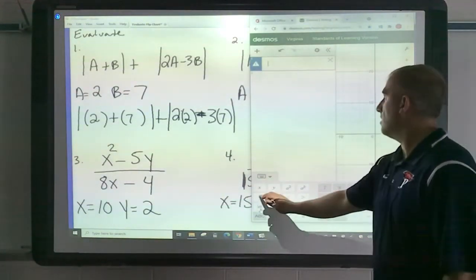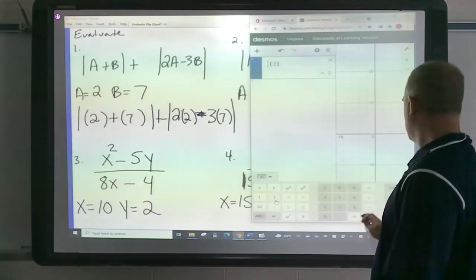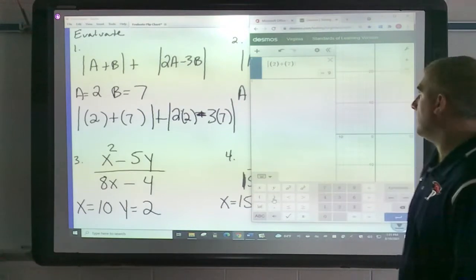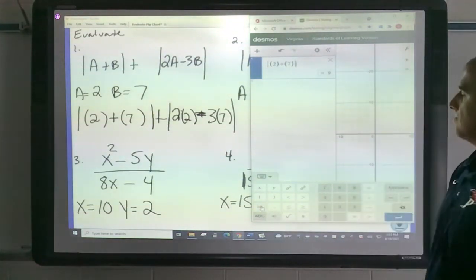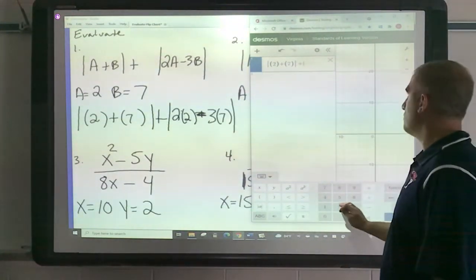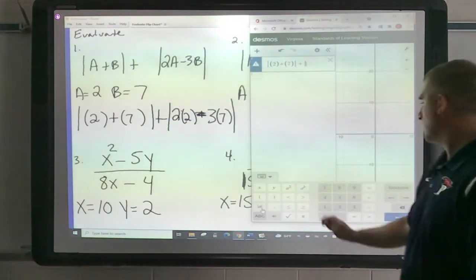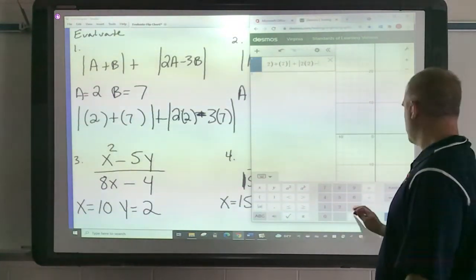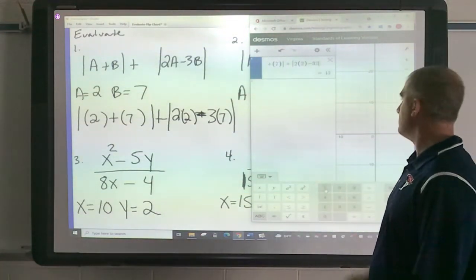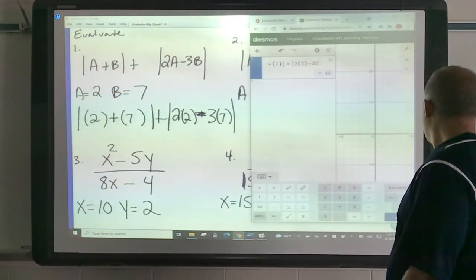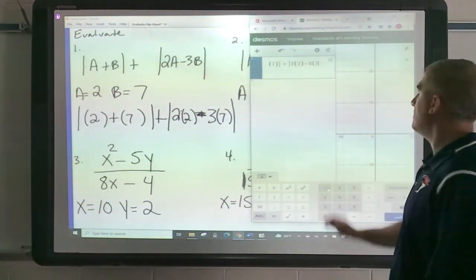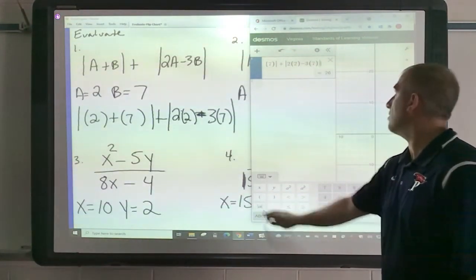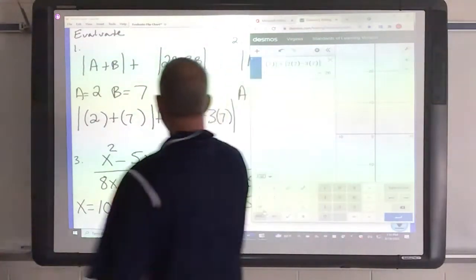So absolute value, parentheses, 2, plus, parentheses, 7. And then I want to close my absolute value bar. So you have to start it and stop it. So plus, absolute value, 2, parentheses, 2, close the parentheses, minus 3, parentheses, 7, close parentheses, close my absolute value bar. And that answer is 26.